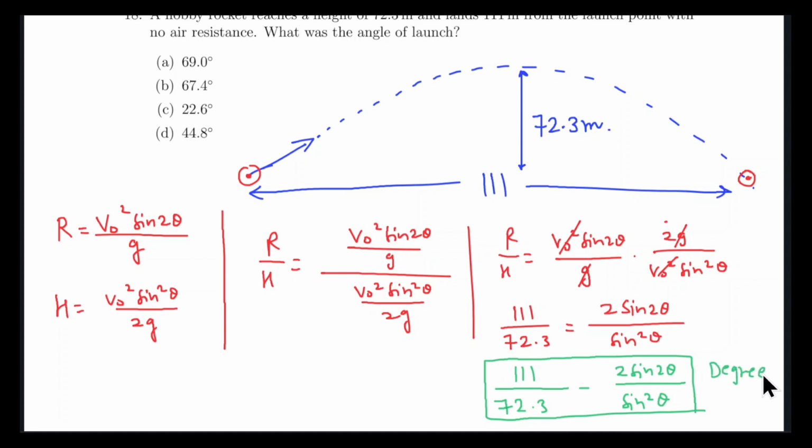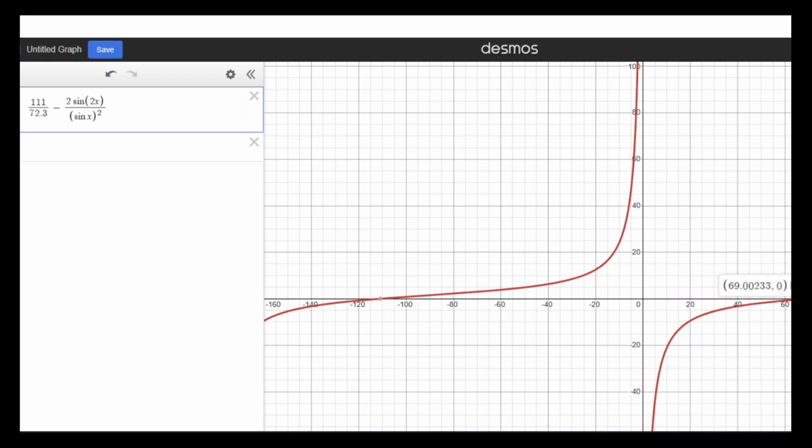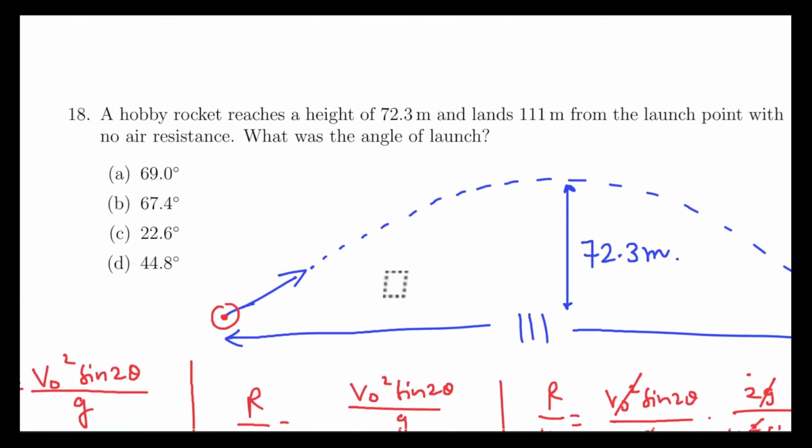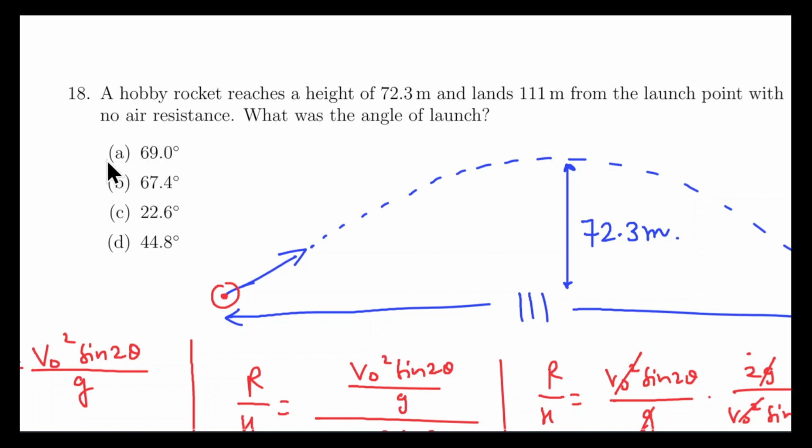Let me show it to you. So this is how it looks. I just typed in the entire expression. Obviously, I replaced theta with x because that's the variable Desmos understands. And I already changed it to degree mode. So the x-intercept that I'm getting is around 69. Fortunately, that is in the options. So it was a pretty good question. So the answer is option A. That's what we have.